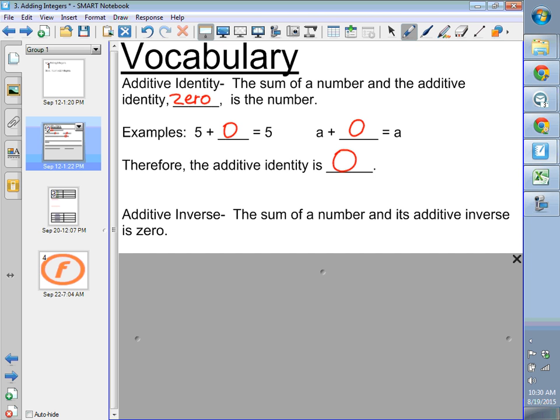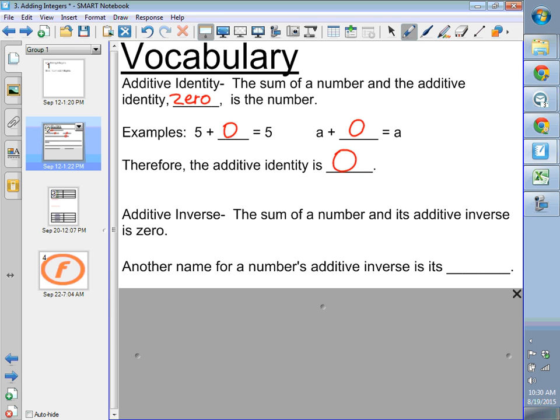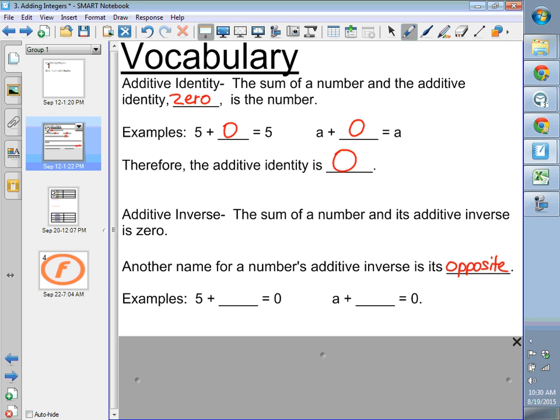Additive inverse. The sum of a number and its additive inverse is 0. Another name for a number's additive inverse is its opposite. Examples: 5 plus the opposite of 5, which is negative 5, gives us 0. A plus the opposite of A is negative A. So A plus negative A is 0.